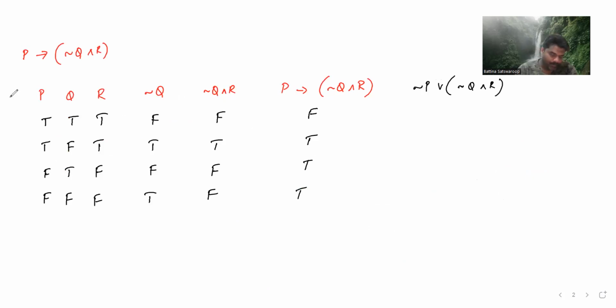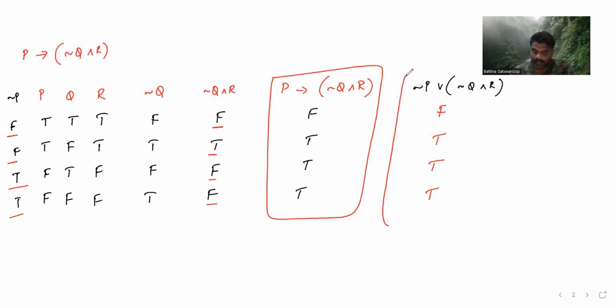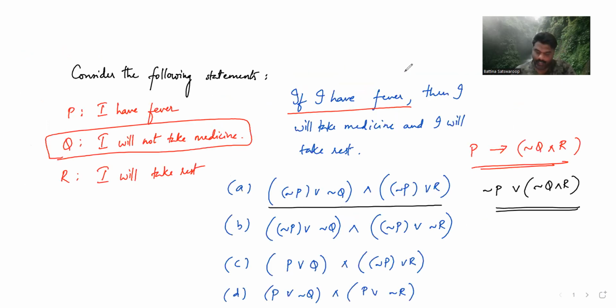Negation of P, we will put here. What will come? False, false, true, true. So negation of P, so false or false, I will get false. False or true, I will get true. True or false, I will get true. True or false, I will get true. So both are getting the same truth table, sir. Therefore, my answer will be option number 1.